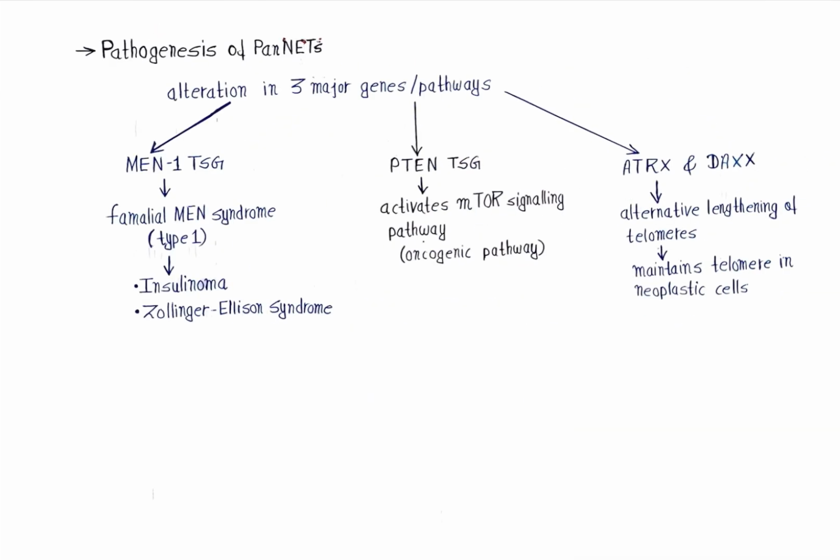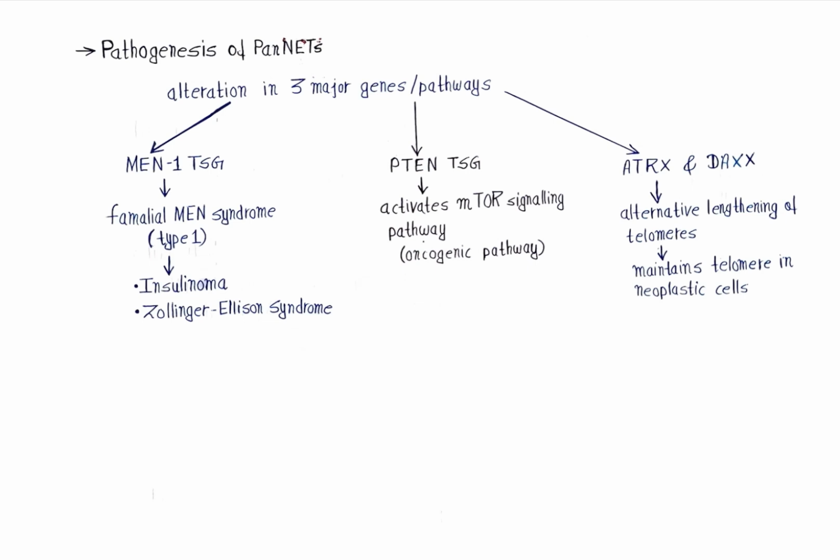So basically, there is alteration in three major genes or pathways which is responsible for the development of pancreatic neuroendocrine tumors. The first one is mutation in the MEN1 tumor suppressor gene. Now, mutation in the MEN1 tumor suppressor gene is responsible for the development of familial multiple endocrine neoplasia syndrome type 1, and a component of this syndrome is pancreatic neuroendocrine tumors like insulinoma and Zollinger-Ellison syndrome.